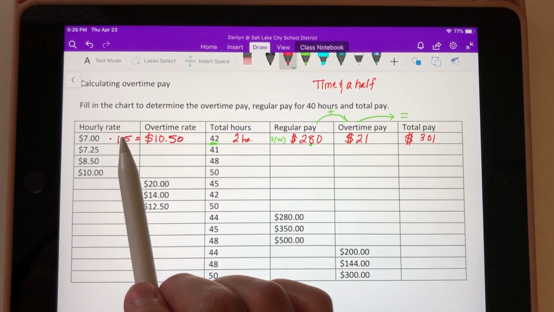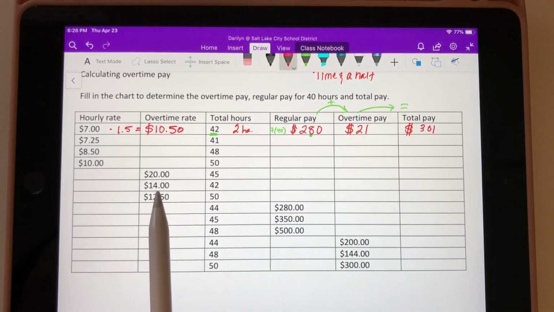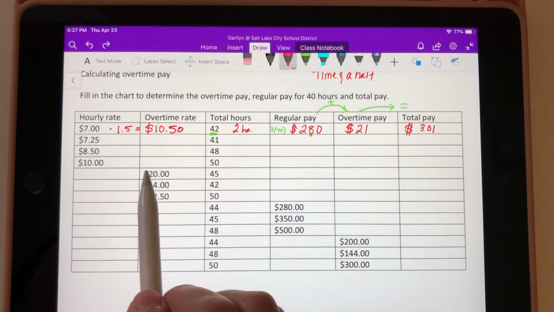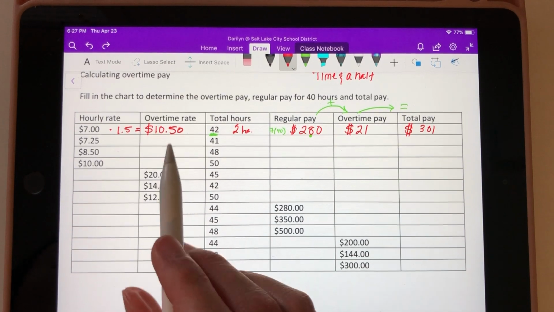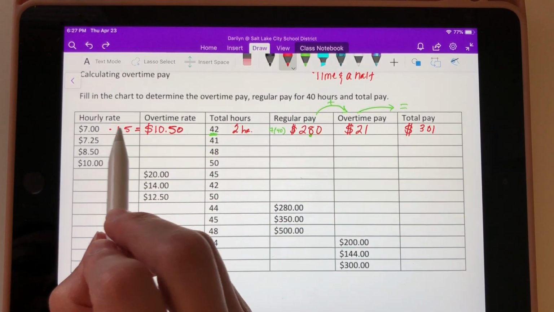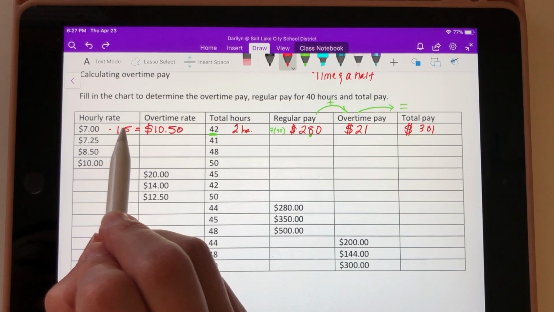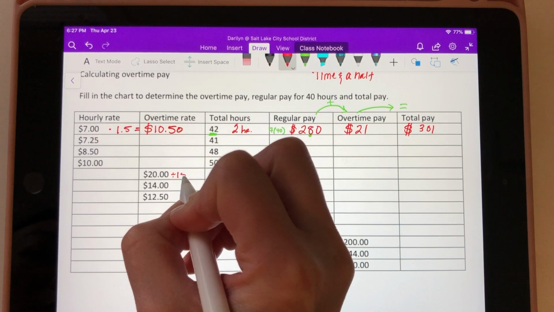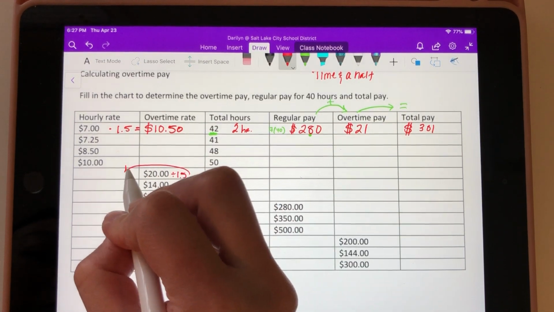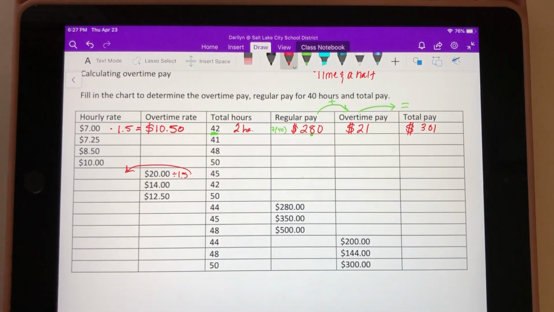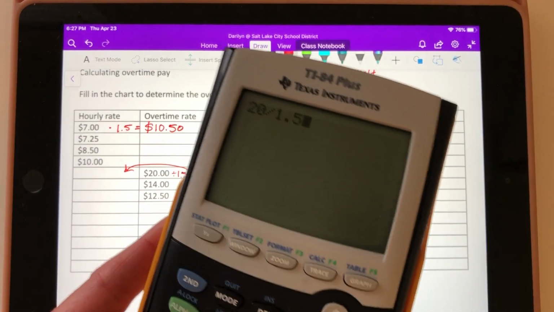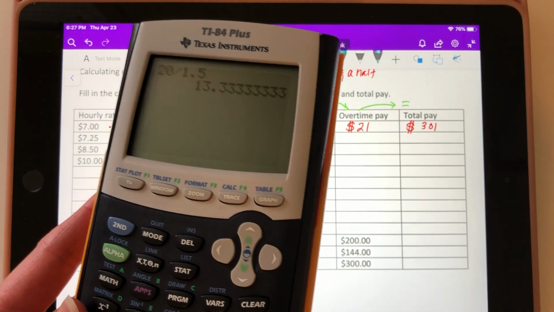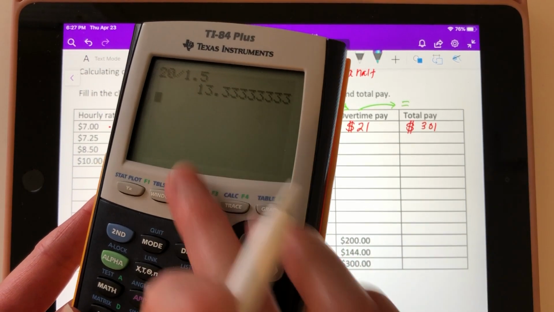So that's what you're going to do for these top 4 rows. Now, when we go down to these next 3 here, they give you the overtime rate, but they don't give you the regular hourly rate. So what we're going to do is we are going to undo what we did up here. Up here, we took the hourly, multiplied by 1.5. Now we're given the overtime, so we're going to divide by 1.5, and that's going to give me the regular rate. So I'm going to take 20 divided by 1.5, and that's going to give me my regular rate, always rounded to 2 decimals because money has change after the decimal, 33 cents.